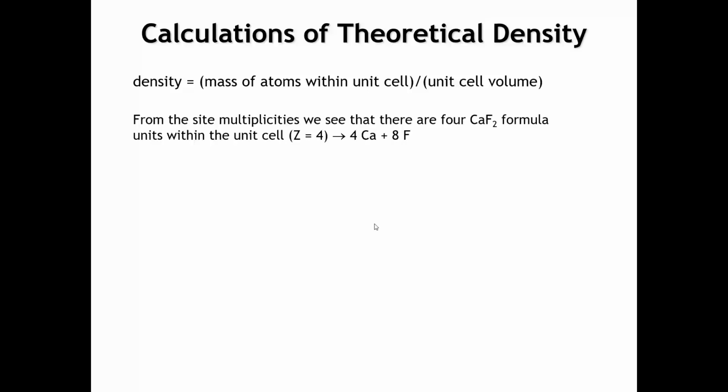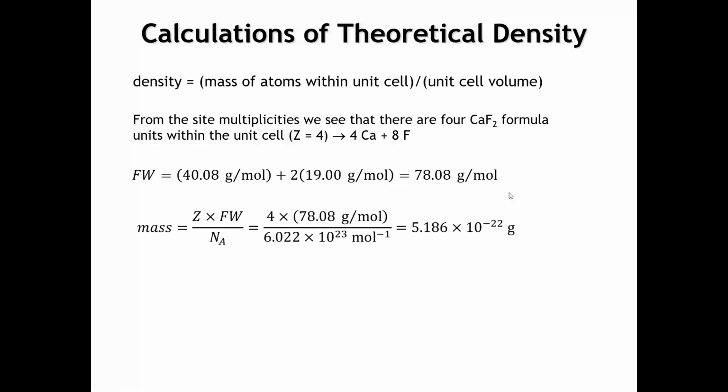From the multiplicities, we saw that there were 4 calcium ions and 8 fluoride ions in the unit cell. We have this parameter Z, which is the number of formula units per unit cell, and in this crystal structure, Z is equal to 4. There are 4 CaF2 units in the unit cell. So let's calculate first the formula weight. We have the molar mass of calcium plus 2 times the molar mass of fluorine. That gives us 78.08 for the formula weight of calcium fluoride. And then the mass of the atoms inside one unit cell is equal to that number multiplied by Z, 4 formula units per unit cell.